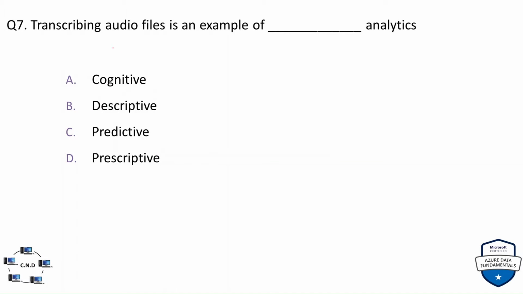Question number seven is that transcribing audio files is an example of which type of analytics? And the options are A. Cognitive, B. Descriptive, C. Predictive, and D. Prescriptive. And the correct option is cognitive.